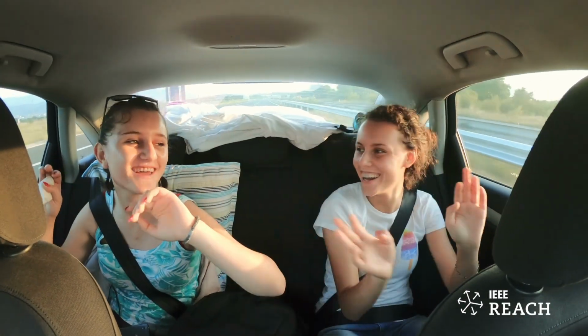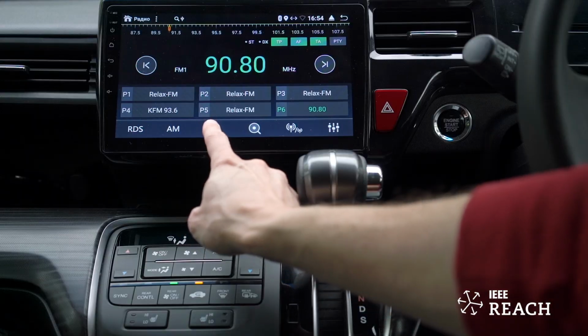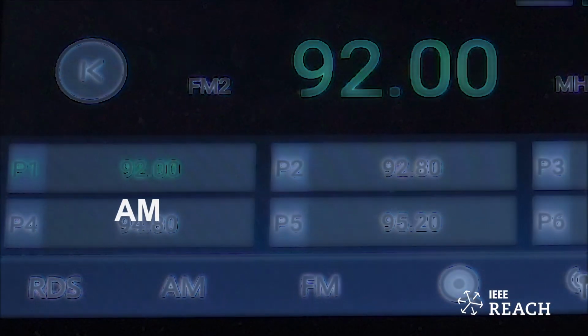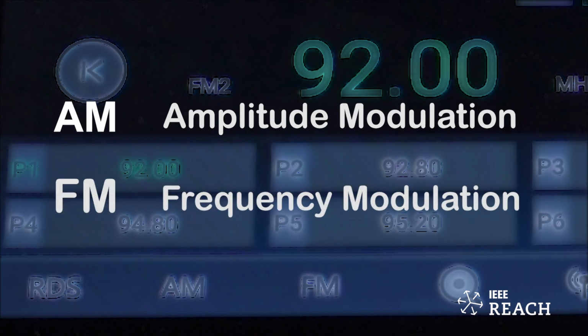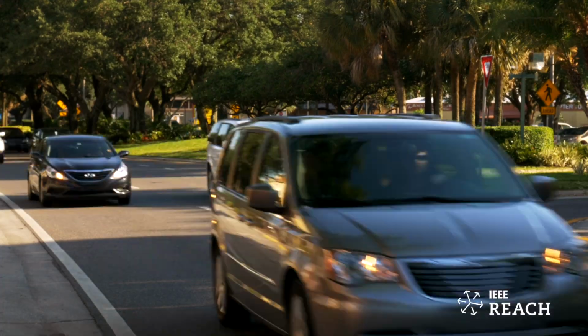You're cruising down the road with a friend and decide to listen to the radio. Did you ever wonder why the radio has AM and FM options? AM is short for Amplitude Modulation, and it is the first radio broadcast technology. FM stands for Frequency Modulation and can broadcast a higher quality sound. FM radio is almost a century old and still contributes to the daily lives of people around the globe.